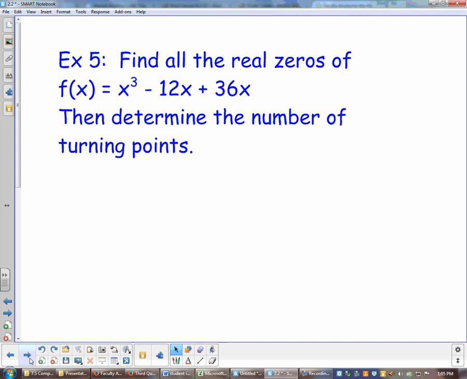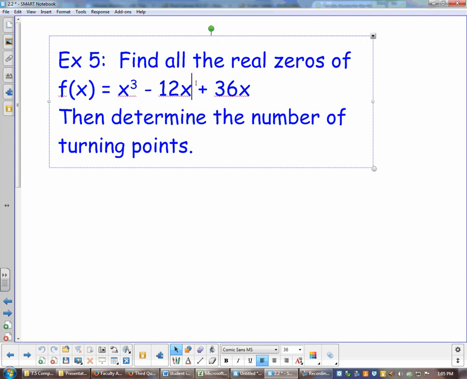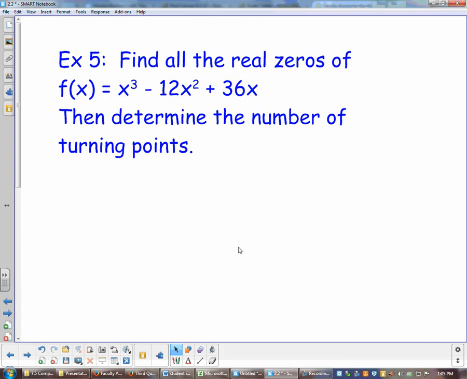Okay, so let's talk about this example. Find all the real zeros of f of x equaling x. I think that's supposed to be an x squared, I think. So let's do that. Yeah, all right, so find all the real zeros of x cubed minus 12x squared plus 36x, then determine the number of turning points. So how could we find the zeros?